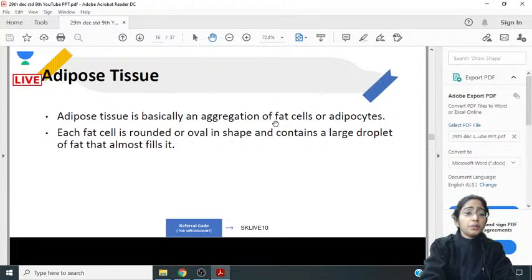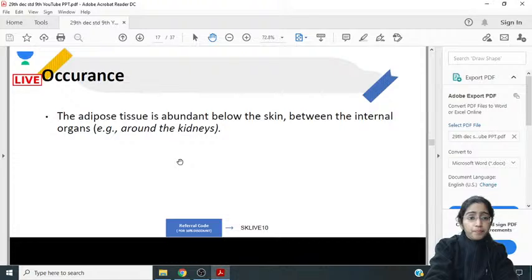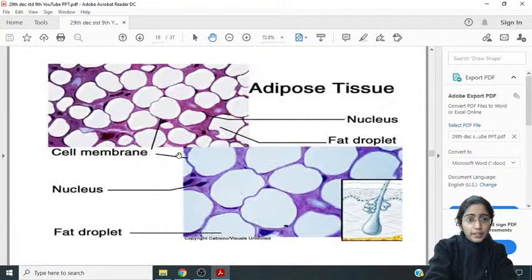Okay, chalo. Talking about the adipose tissue, it is basically an aggregation of fat cells or adipocytes. This is also one of the types of loose connective tissue. Each fat cell is rounded or oval in shape and contains a large droplet of fat that almost fills it. This is the most important criterion. Aman, did you get that? Okay, good. So, what is the most important criterion of the adipose tissue? Each fat cell is round or oval in shape and contains a large droplet of fat that almost fills it. You can see the diagram as well, the one that I have put up.